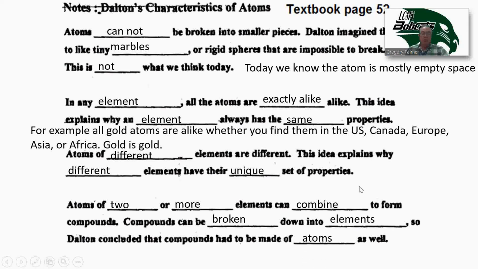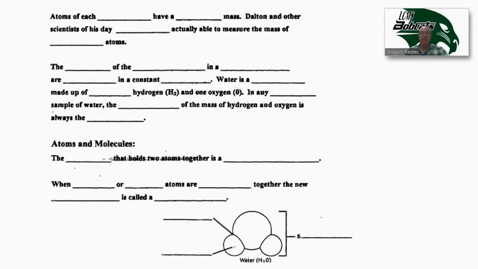So Dalton concluded that compounds had to be made of atoms as well. So for example, hydrogen can bond to oxygen. It makes water when there's 2 hydrogen and an oxygen. And we saw in one of the videos, you could break the oxygen apart from the hydrogen and get back separate hydrogen gas and oxygen gas.